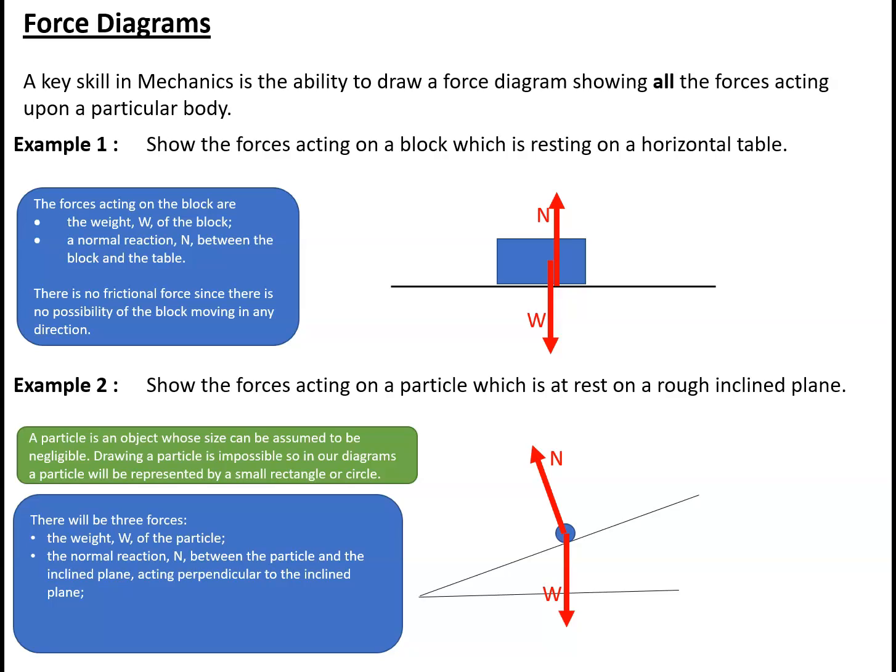And then there's going to be a frictional force because it's a rough plane, and that frictional force will be opposing the possible motion of the object, and the possible motion of the object in this case would be down the plane. So the frictional force is acting up the plane.